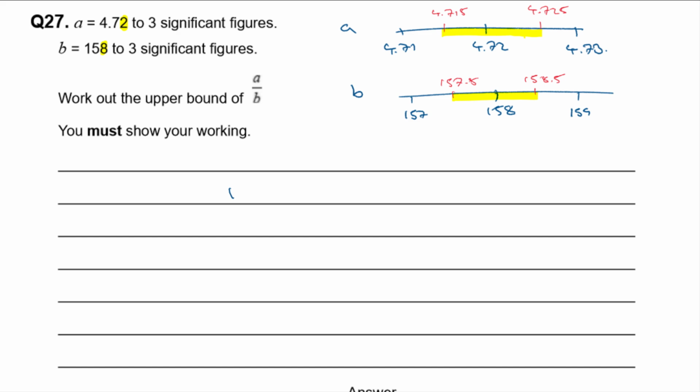Now I need to work out what is the upper bound of A over B. Okay, now I've got a fraction. To make the fraction as big as possible, I need the biggest possible numerator and the smallest possible denominator. Remember, a half is bigger than a third, so the smaller the denominator, the bigger the fraction. So if I want the upper bound of A over B, I need big A, little b. Okay, so I'm going to use 4.725 divided by 157.5. What's that then?